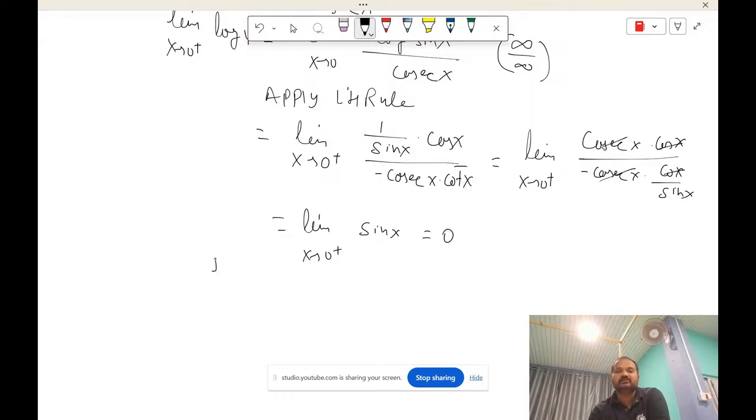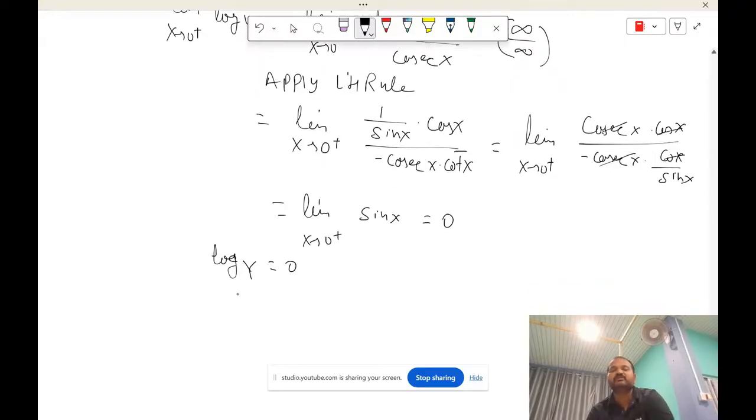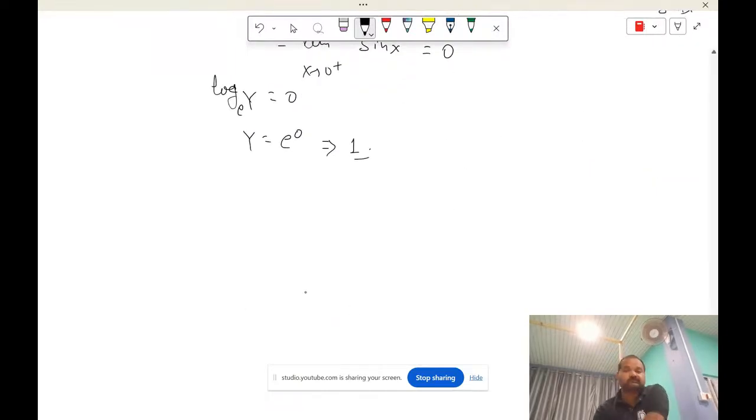So log of y will be equal to 0. Here we can assume any value as the base, so we have assumed the base is e. So y will be equal to e to the power 0, so y will be equal to 1. Okay. So this type of question can be solved by using logarithms, if the function is given in exponential form. Now we will see a new type of question.